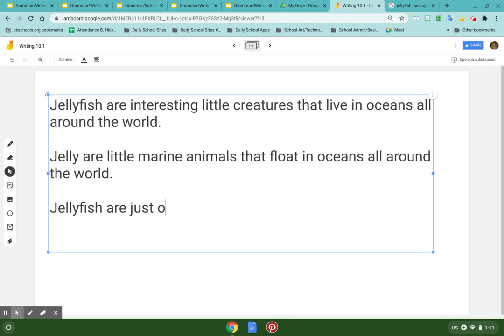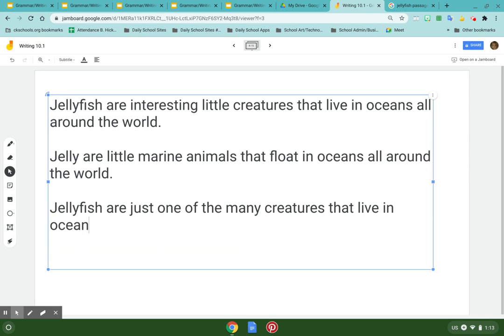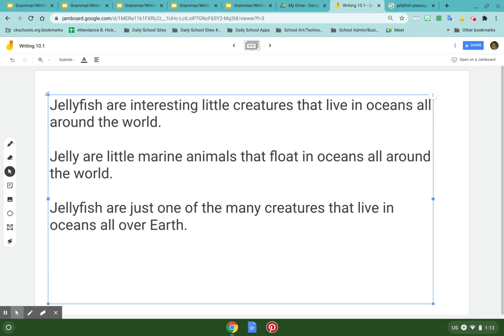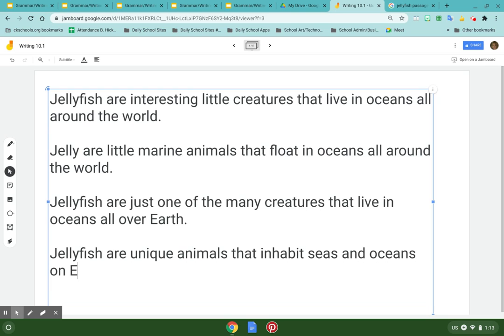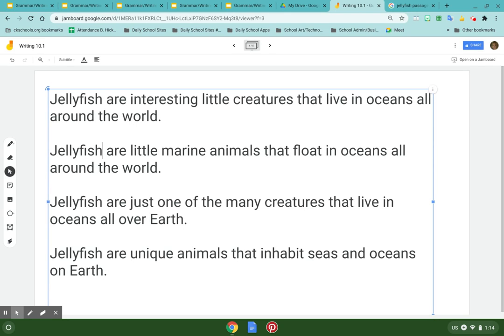Jellyfish are just one of the many creatures that live in oceans all over Earth. That's another one. Another one: jellyfish are unique animals that inhabit, this is a better one, inhabit, which means live, inhabit seas and oceans on Earth. Okay, now, those are topic sentences. They all introduce, except I left out a word right there because I reread it. They all introduce our reader to what we're talking about.